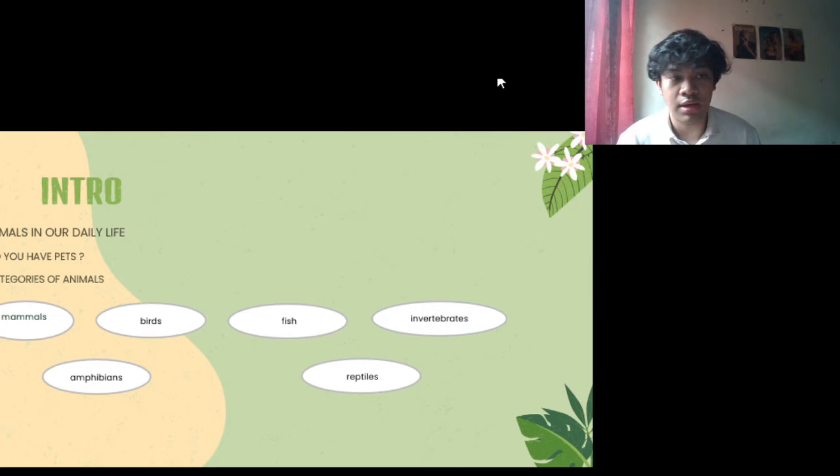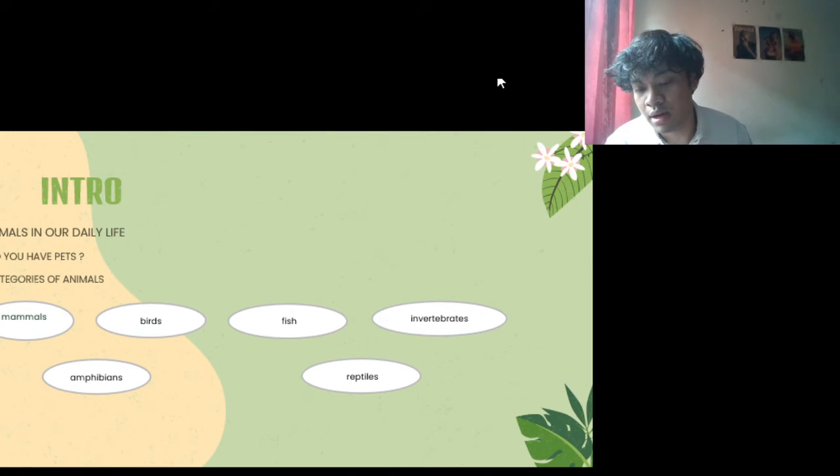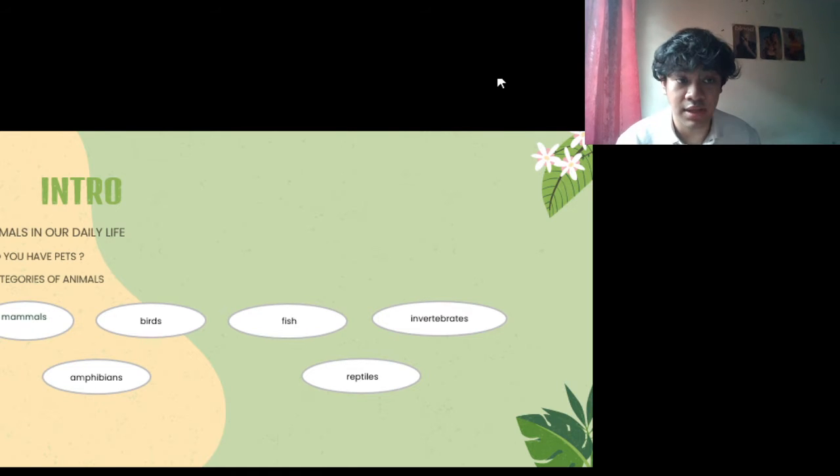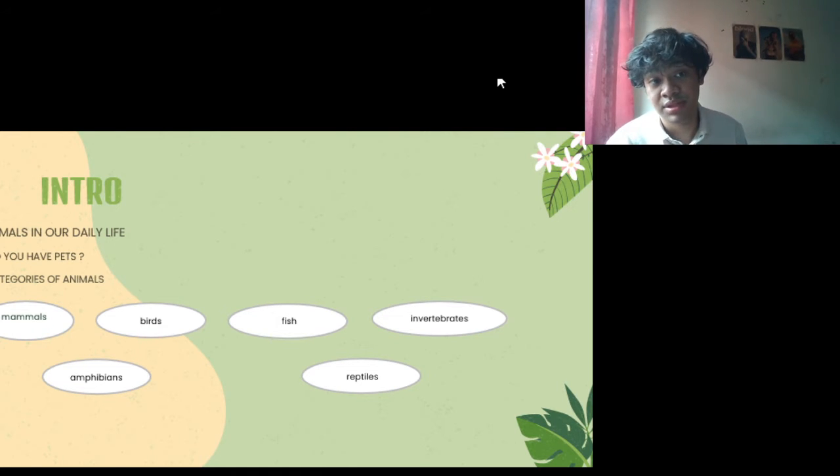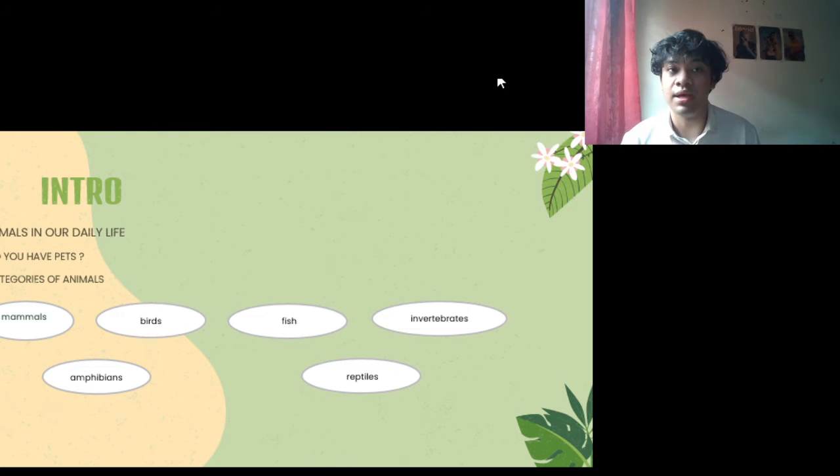For this introduction, there are six categories of animals. First, mammals, which live on land and are hot-blooded. Second, birds. They are creatures that usually have feathers and can fly, but some of them can't fly. They are also hot-blooded animals. Third, fishes. Those are animals that live in the sea, the ocean, or rivers, and the main feature of this category is that they have gills. They also breathe the oxygen that comes into the water.